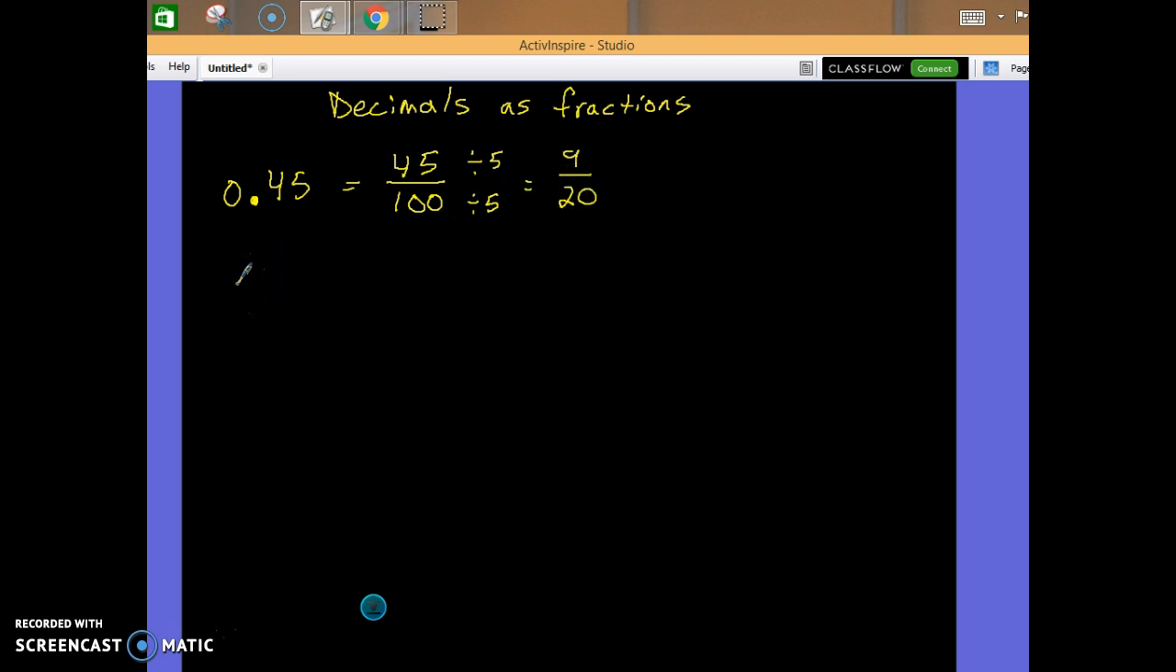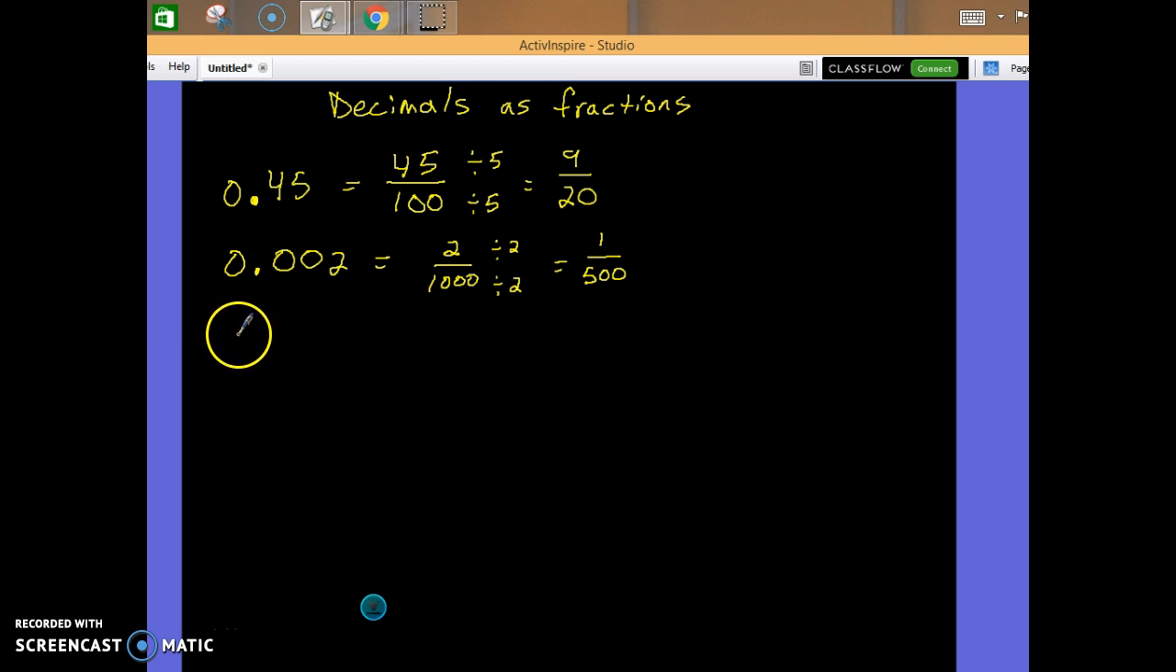We could look at something else like 0.002. We have a 2, and that 2 is in the ones, tens, hundreds, thousandths place. So this is 2 thousandths. And then we could simplify because both the numerator and the denominator are divisible by 2. And so 2 thousandths becomes 1 five-hundredth. So 0.002 becomes 1 five-hundredth.